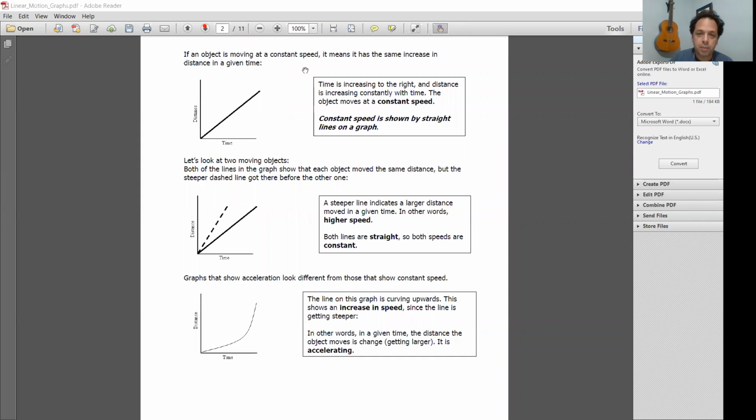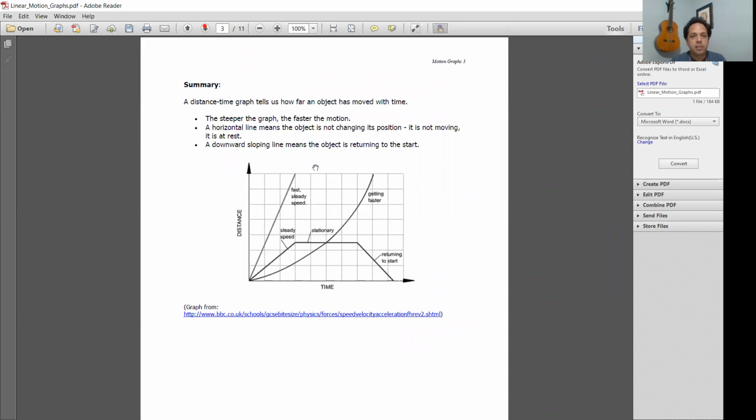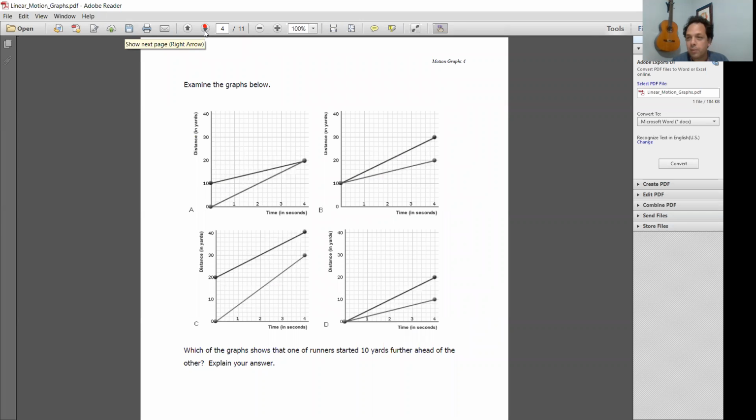All right, so then this is just a summary. You guys can read over that. Then we got some questions. Hopefully I'm going to be able to put this in Playposit and add some questions to it. Which of the graphs shows that one of the runners started 10 yards further ahead of the other? Explain your answer. I'm going to give you 5 seconds, and you'll be able to stop it and answer the question.